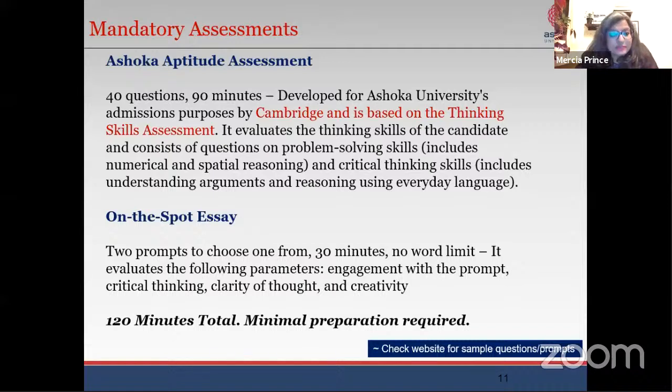Overall, 120 minutes, very minimal preparation required. You just need to be there. You need to participate in the assessments and you will be okay. The website has some sample questions and prompts and you can look at that, okay?